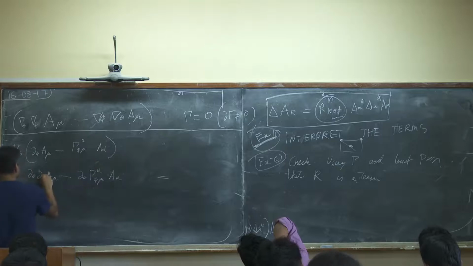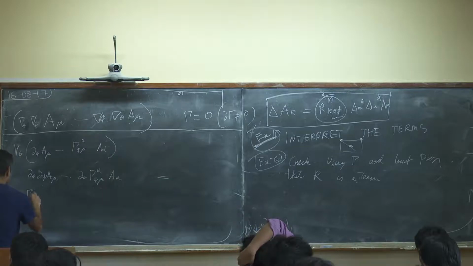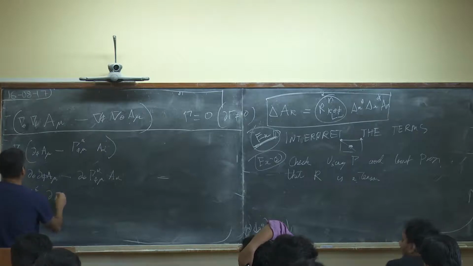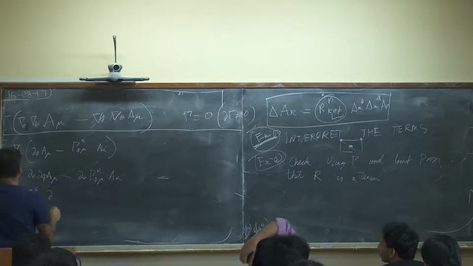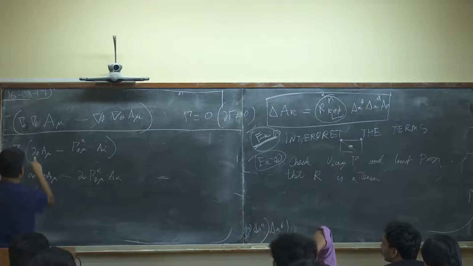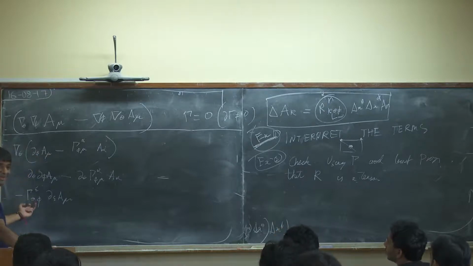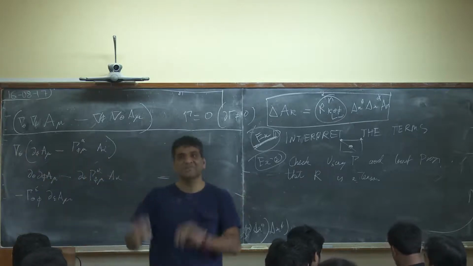Next, we have the gamma terms. So we have minus gamma theta, let's say zeta, and let me replace phi, phi del zeta A mu, and we've got another term. But the point is that this quantity is multiplied by a gamma. So it just gives you zero.